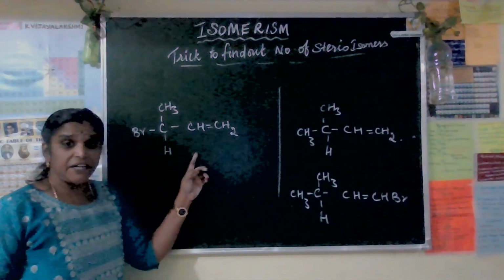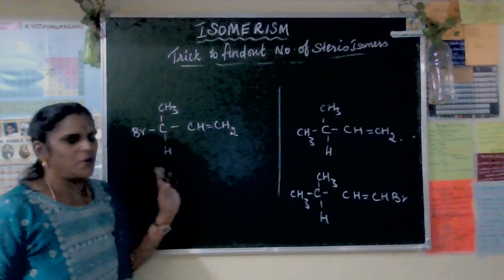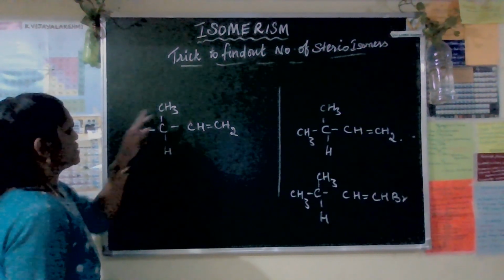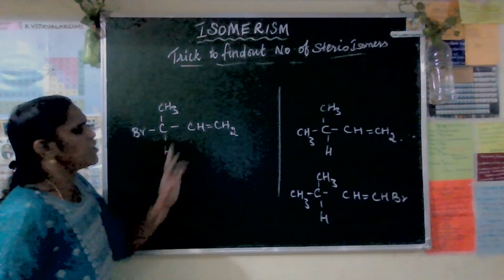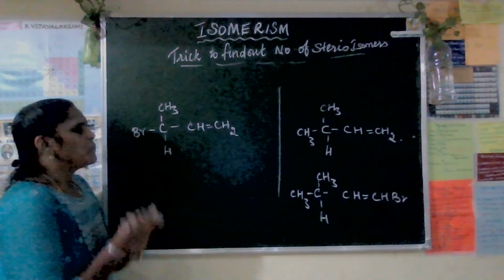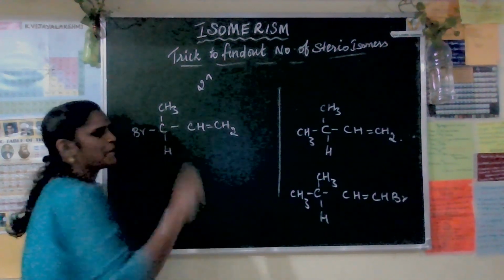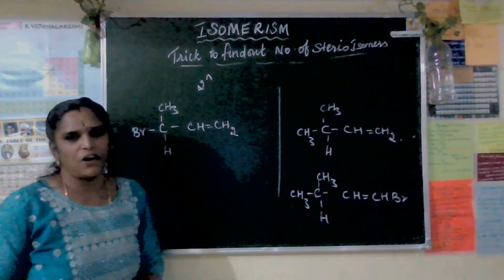Now let us identify how many stereomers are possible with this compound. First one: here the carbon is connected with CH3, Br, H and CH double bond CH2. First and foremost, what is the formula? 2 to the power of n, where n is the number of chiral carbons.